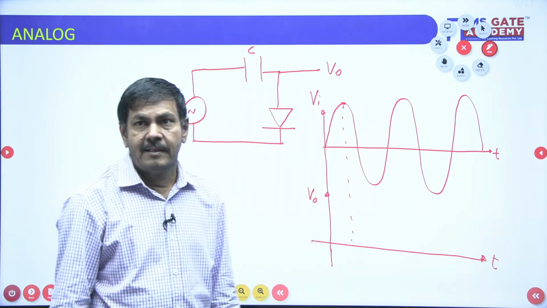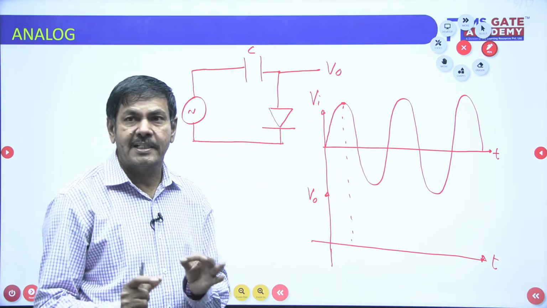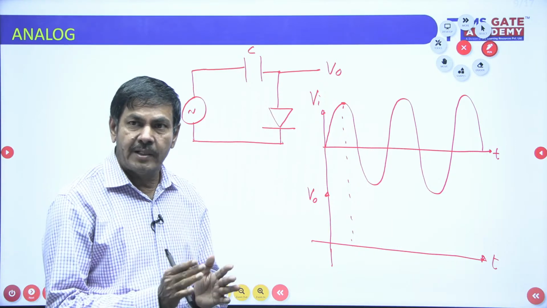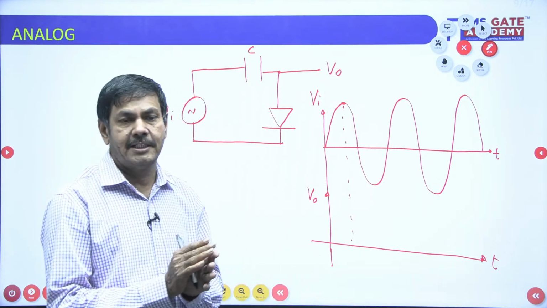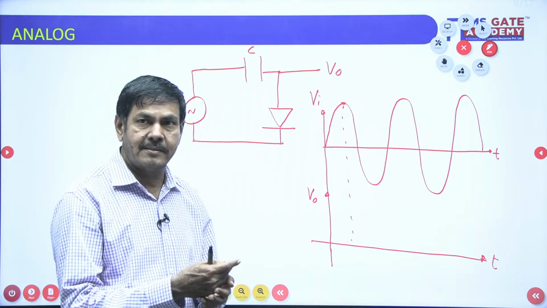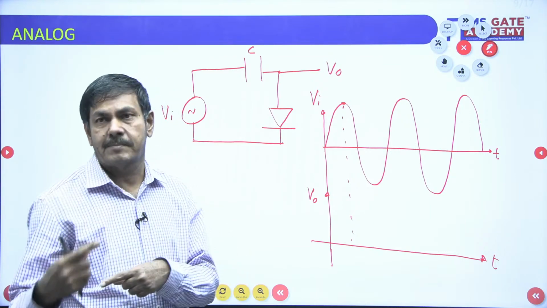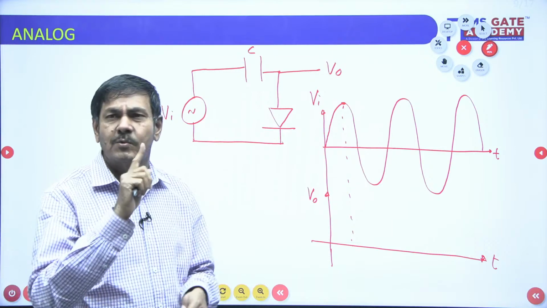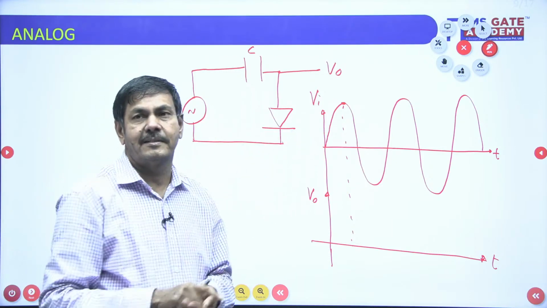Why, sir? In the clamping circuit, how is the work done? Initially, the diode will be forward biased. Then after, the diode will be reverse biased. Based upon these 2 points only, the total work will be done.